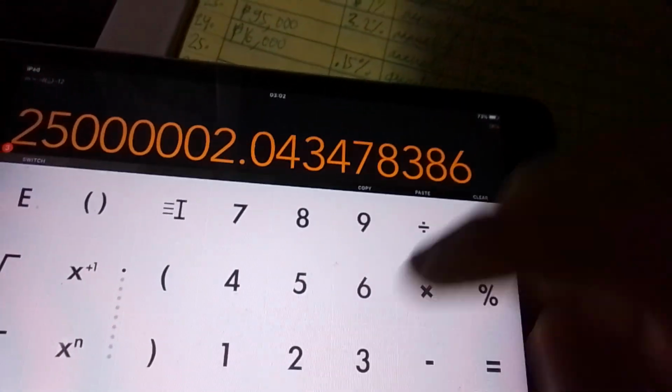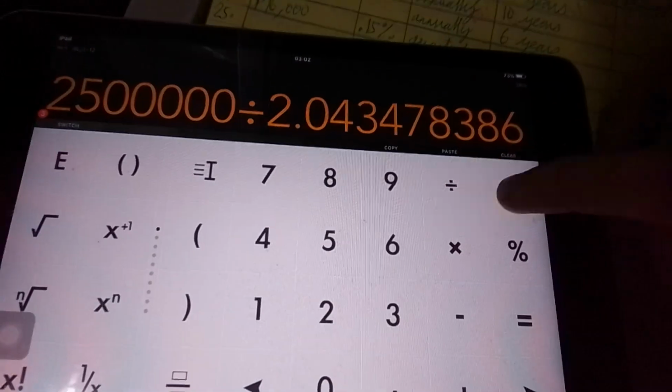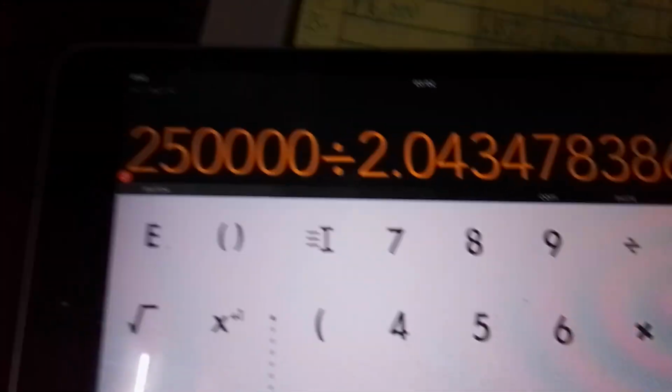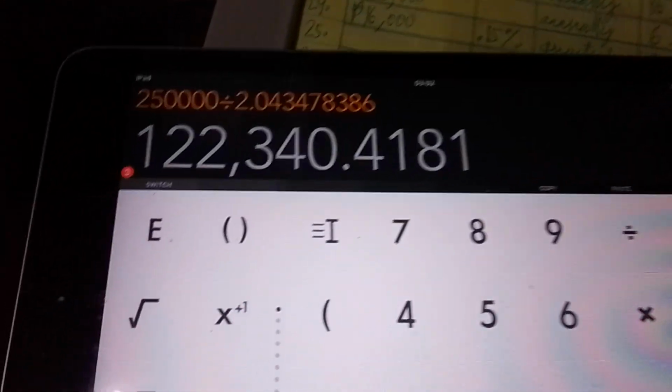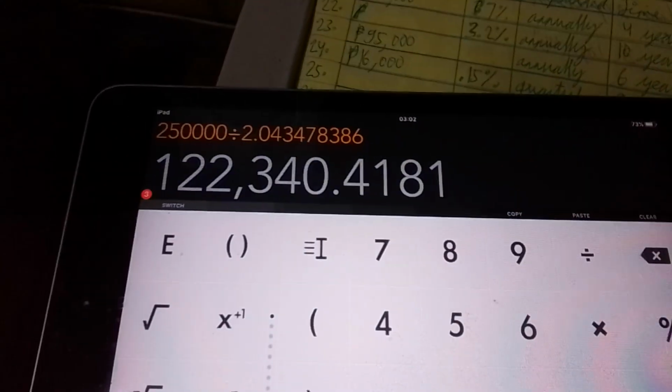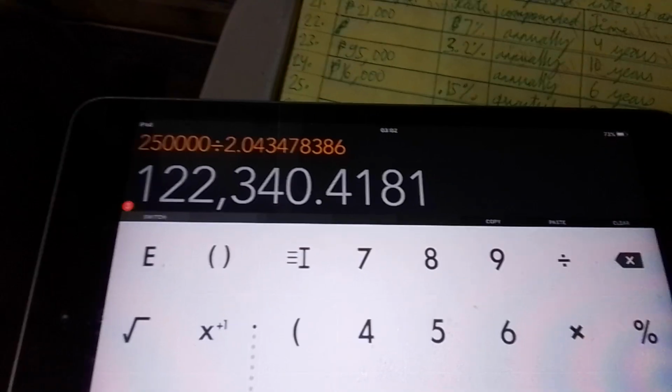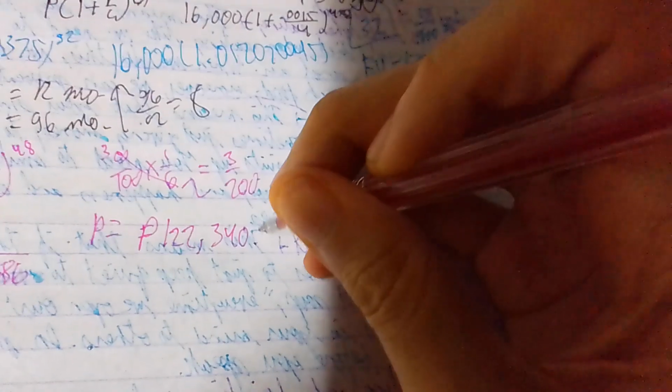So, we do this. Di ba? 250,000, di ba? 250,000 divided by this one. Our principal must be 122,340.42 cents. And then, so that is your principal. So therefore, P is equivalent. So your present value should be 122,340.42 cents. That is the principal.